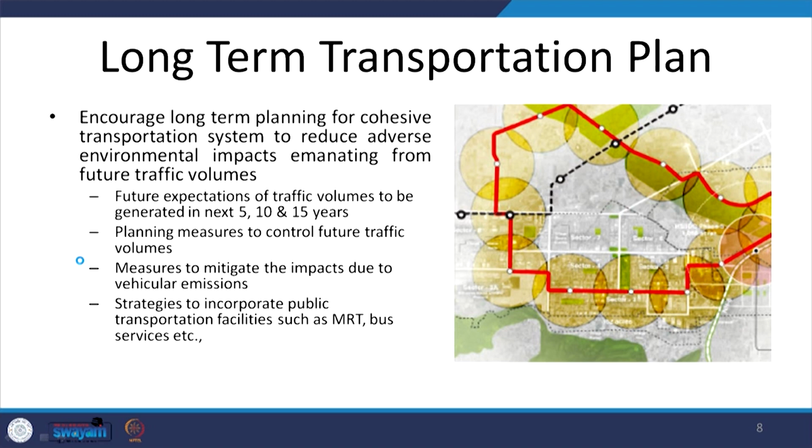For example, there is a bus terminus. So, where should the entry and exits be provided? Also, where should the entry and exits be provided so that there is no traffic jam happening on the main routes, on the main roads which are surrounding the site. So, all that has to be developed with a long term vision in mind. So, the transportation plan has to be developed for a longer duration.